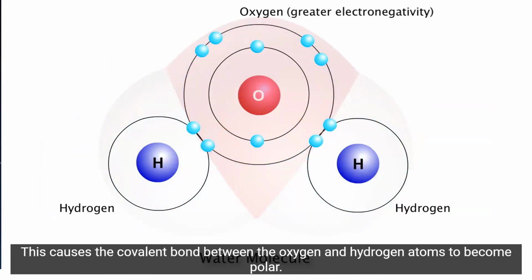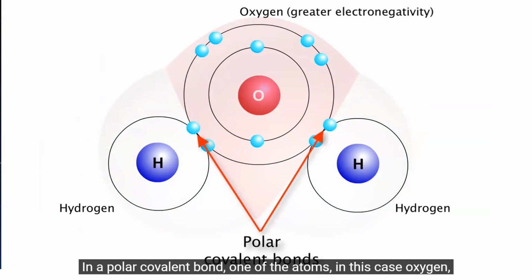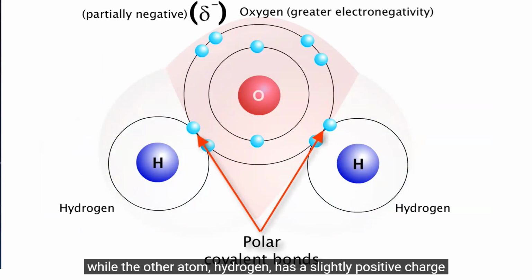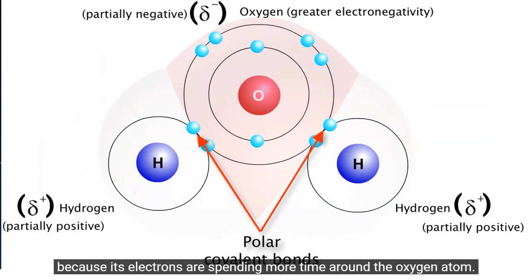This causes the covalent bond between the oxygen and hydrogen atoms to become polar. In a polar covalent bond, one of the atoms, in this case oxygen, has a slightly negative charge since it has a greater affinity for electrons, while the other atom, hydrogen, has a slightly positive charge because its electrons are spending more time around the oxygen atom.